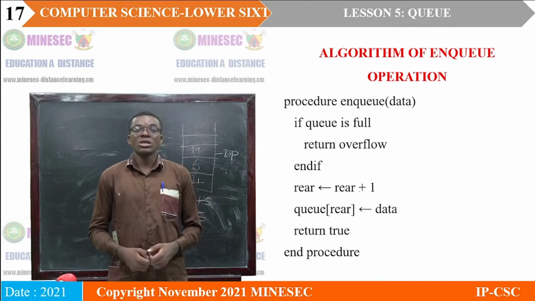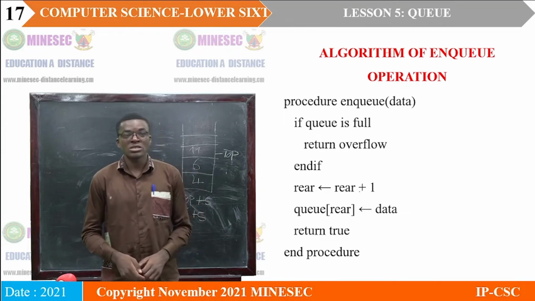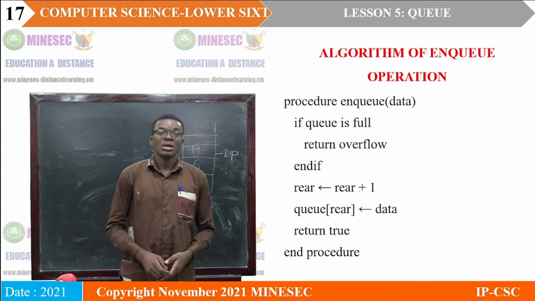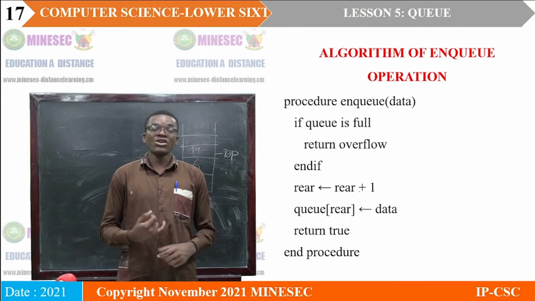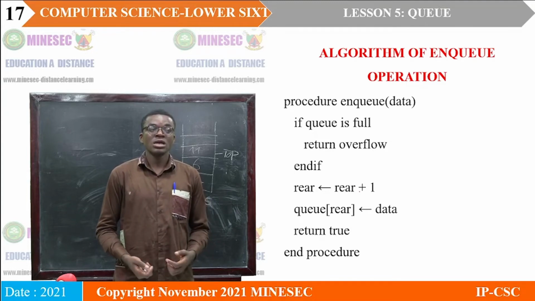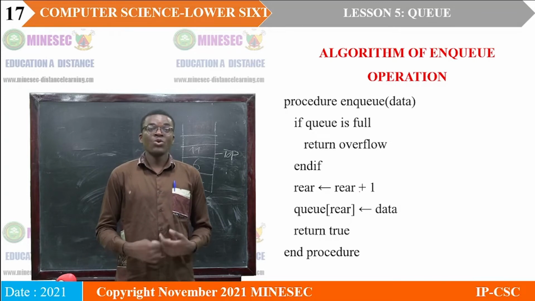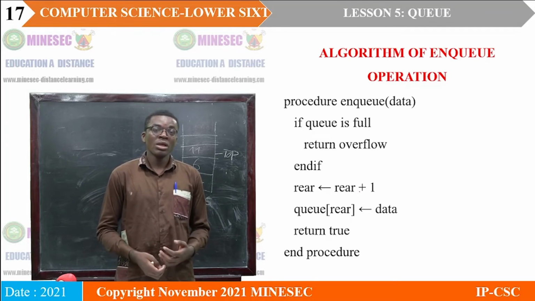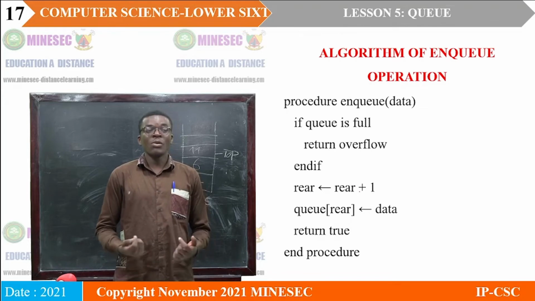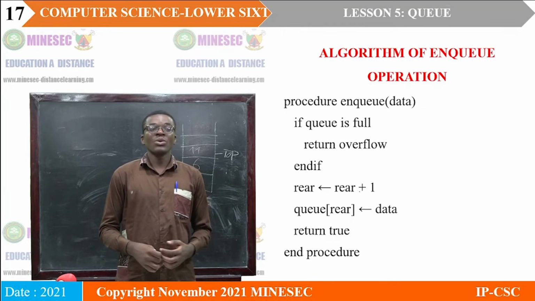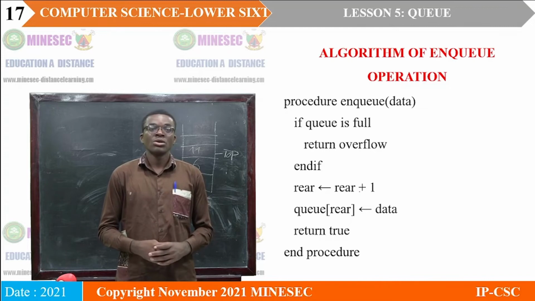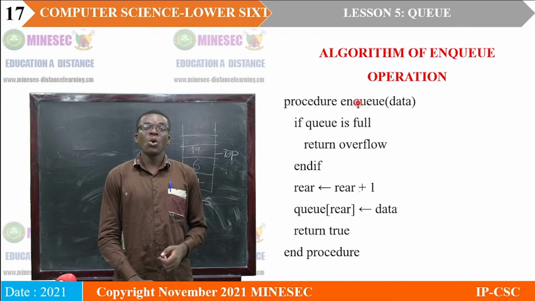Then we look at the algorithm involved in the enqueue process. The algorithm can be broken down into different steps. First, we have to check if our queue is full or not. If our queue has a static size, which cannot be changed, and the queue is full, we have to return an overflow condition. We know what overflow means from our lessons on stack. That is a situation in which our list is full, but we are trying to add more items to that list.